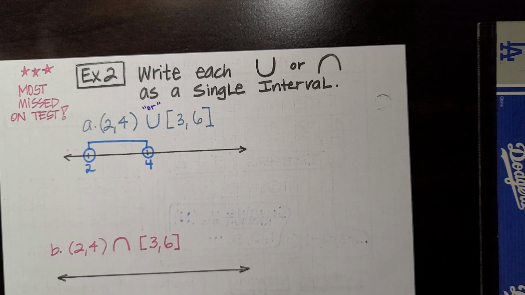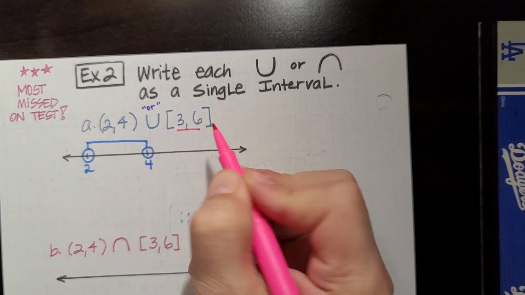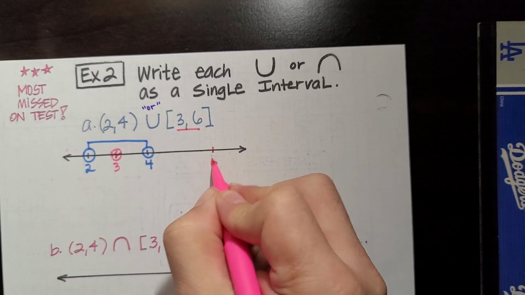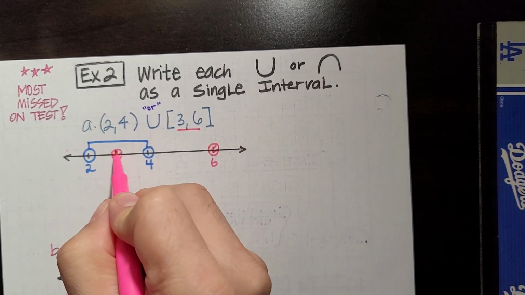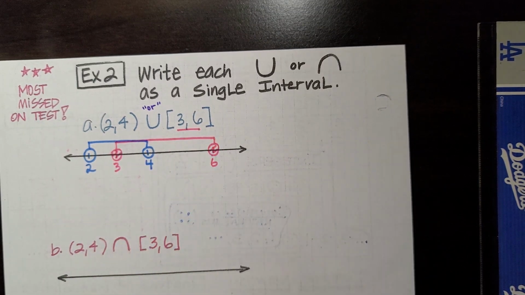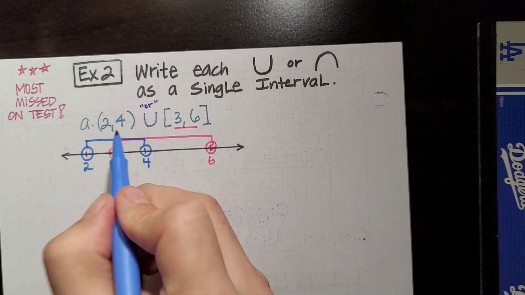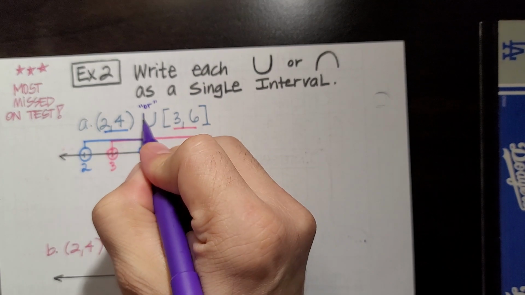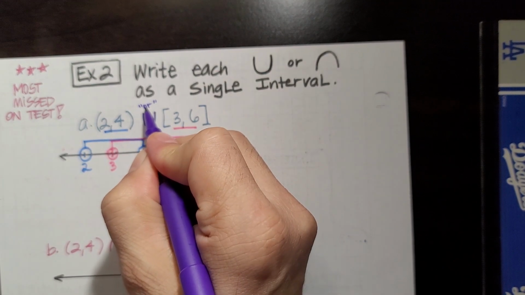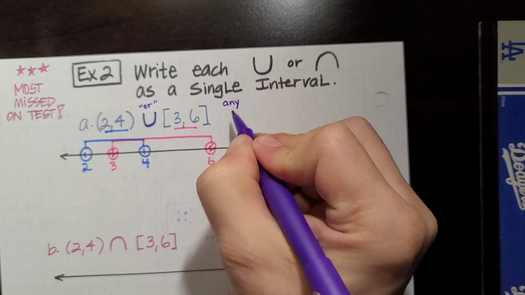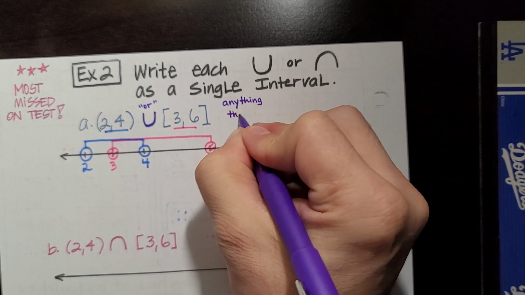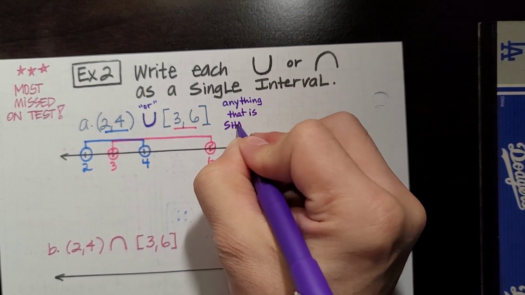The next thing I want to do is take this right here, and I'm going to go from 3 to 6. That's representing that I'm shading those. And I'm going to write one more note. Anytime it says union, which means or, you want to include in your final answer anything that is shaded. You're looking for shade.